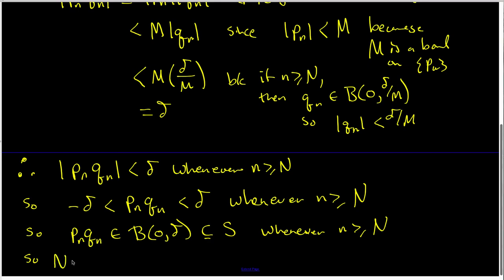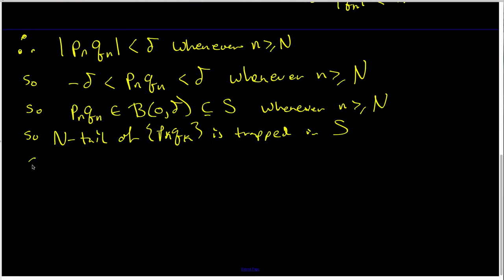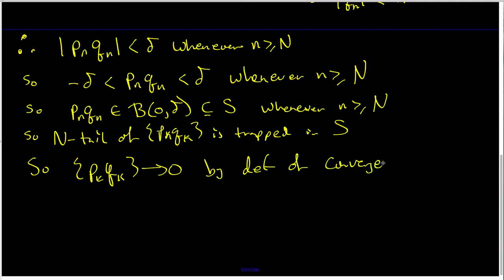And so that says that the whole entail, the capital N entail of my sequence, pk times qk, is trapped inside the open interval S, and that says the sequence converges to 0 by the definition of convergence. And this gives you a good idea of how you take the scratch work and turn it into the formal proof.